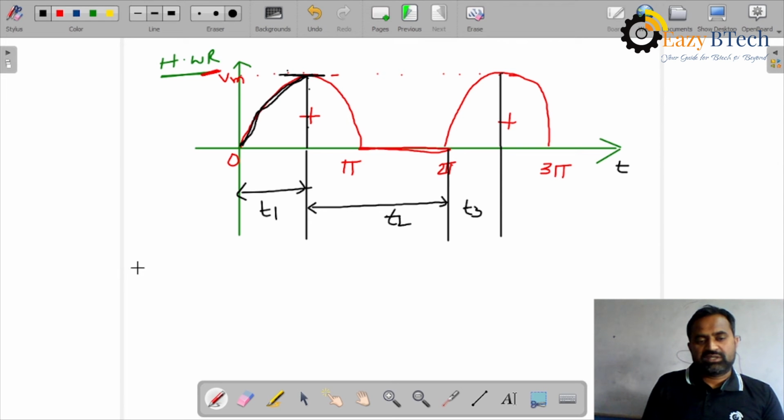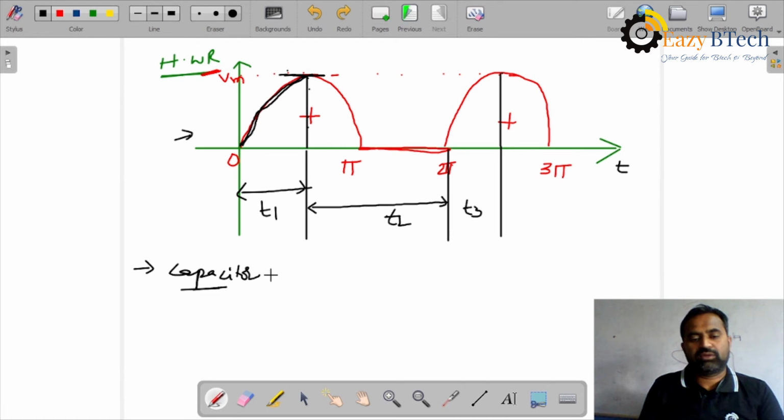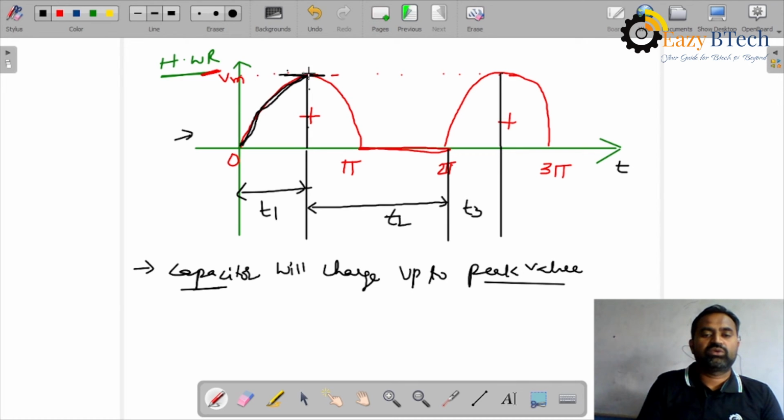The capacitor will charge. The output of this rectifier you are giving to the filter. The capacitor will charge up to the peak value, up to this peak value Vm.